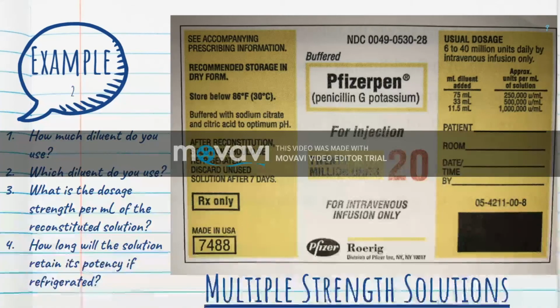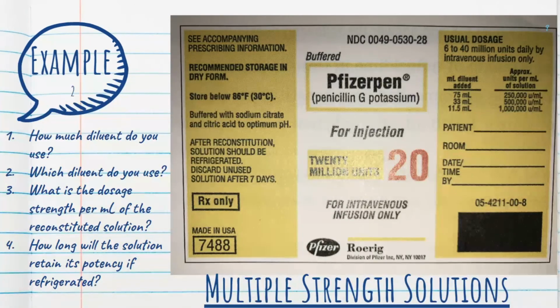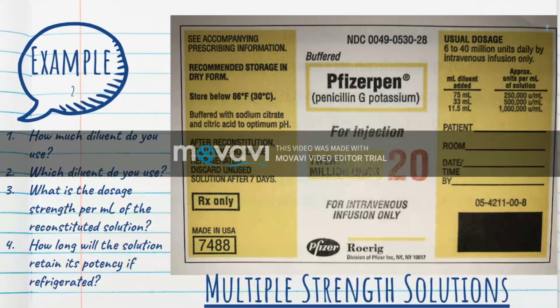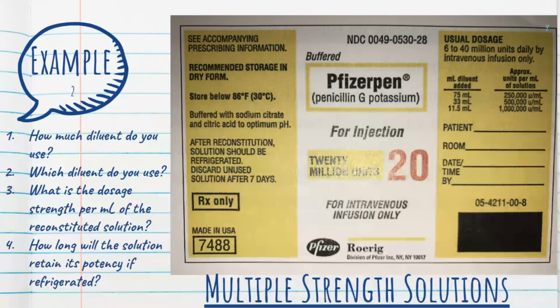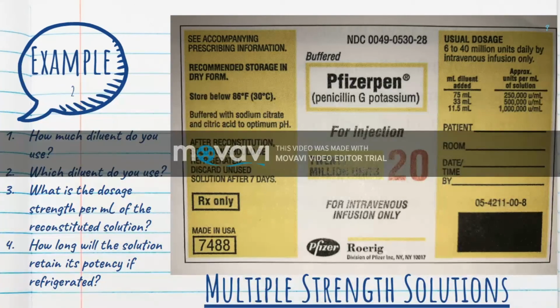All right, so how much diluent do you use? It kind of depends on what your goals are because there's 3 different options. And then what diluent do I use? Where does it say that? Let's find it. Does it say? Nothing. It just says nothing. It really does not say. So we would have to see the accompanying prescribing information to make sure that we are injecting the correct diluent in it. So number 3 says, what is the dosage strength per ml of the reconstituted solution?